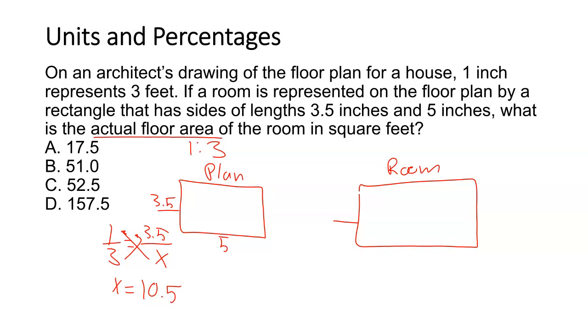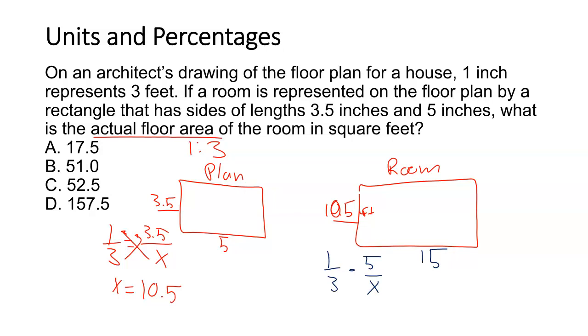So, the short side is 10.5 what? Feet. Because we're converting inches to feet. So how do I get the next one? Same thing, same ratio, but what's going to change? The numerator is going to be 5. There you go. Same ratio. Cross multiply, solve for x.